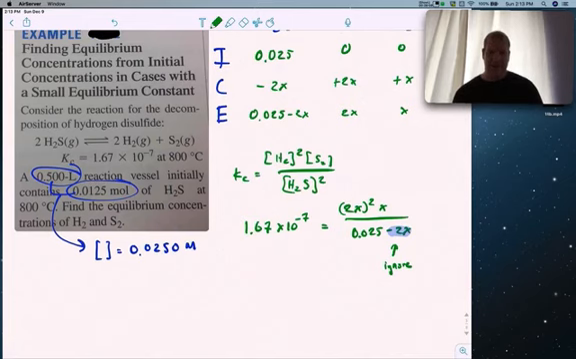So the idea with this is that Kc, 1.67 times 10 to the minus 7, is a really small number. That means this reaction is not going very far. Okay, so this is a very, very small reaction. And because of that, for 0.025 minus 2x, what we can say is that this is approximately going to be 4x cubed all over 0.025. So we can discount this x.